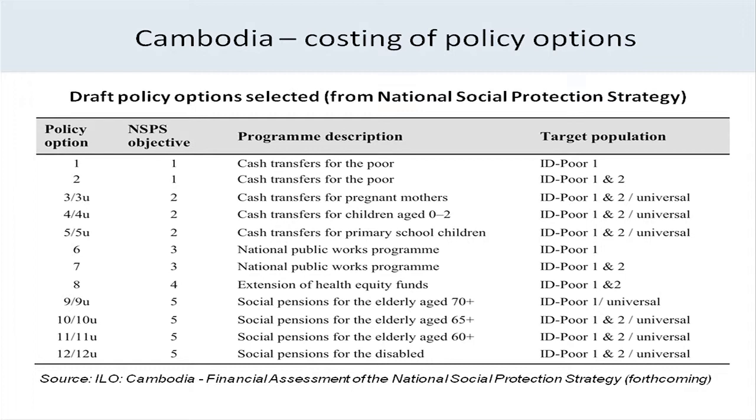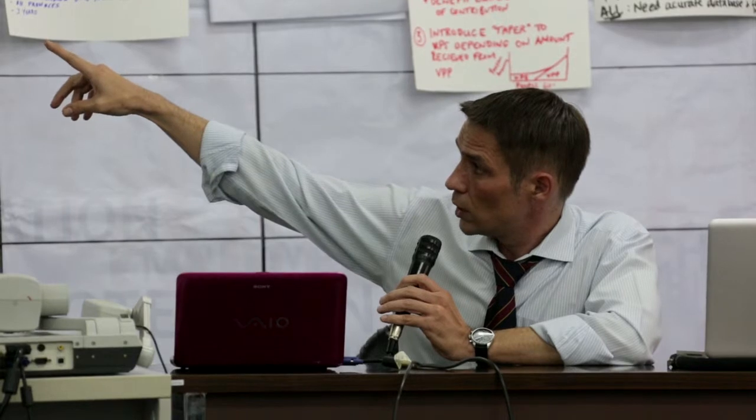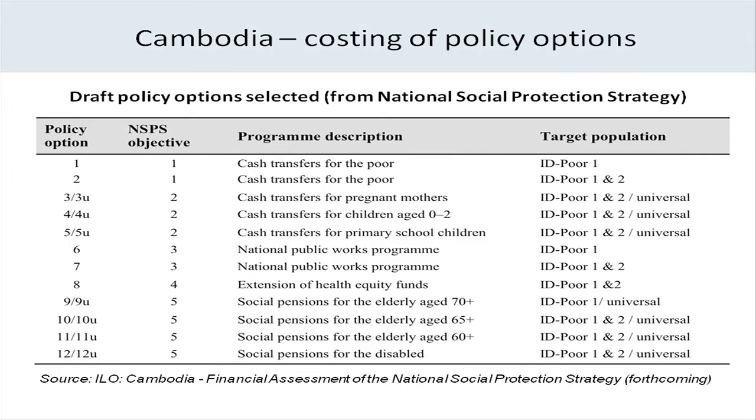Now I would like to add that this is not final. It's a draft and it's still being commented on. So the first 2 relate to cash transfers for the poor. Then 3 to 5 relate to maternity and children. 6 and 7 relate to public works programs. Number 8 is the extension of equity funds for healthcare for the poor. And then we have the social pensions, 9 to 11. And the last one is social pensions for the disabled.